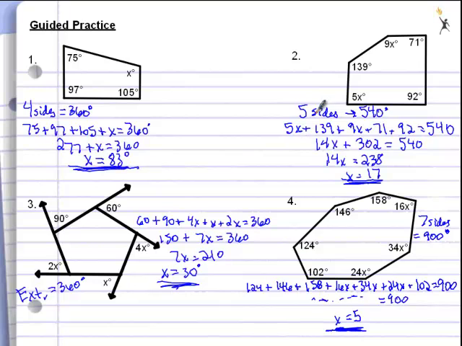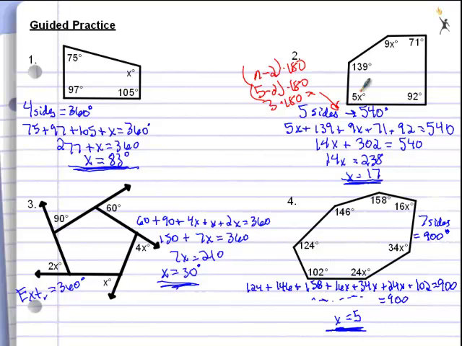The second problem, I started off by saying it has 5 sides, which means the interior angle theorem determines that it equals 540. And we do that by saying n minus 2 times 180. Plug in 5. We get 3 times 180, which gives me 540.